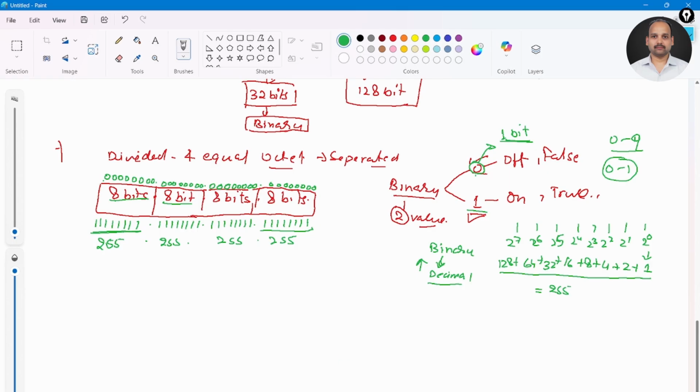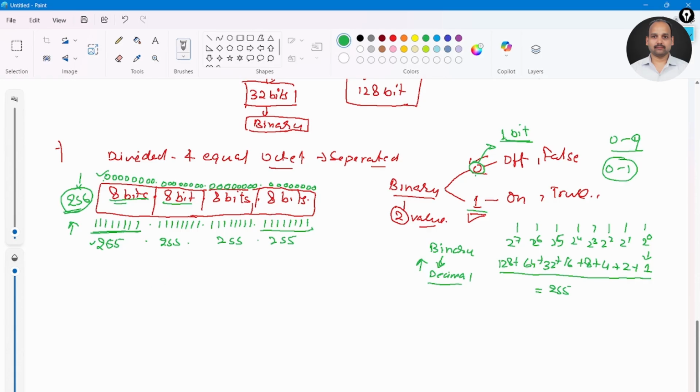So simple. That's why I tell you that in one octet you can write a minimum of 0 and a maximum of 255. So if I total it up, in one octet I can write 256 values in maximum. Based on this, IP was divided.